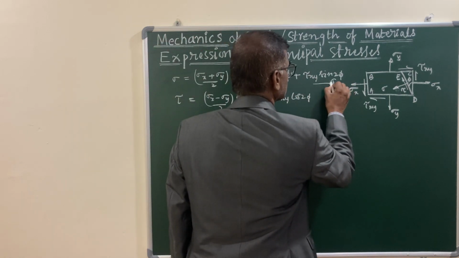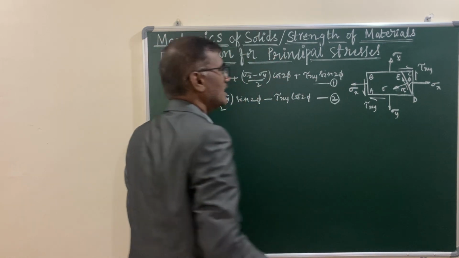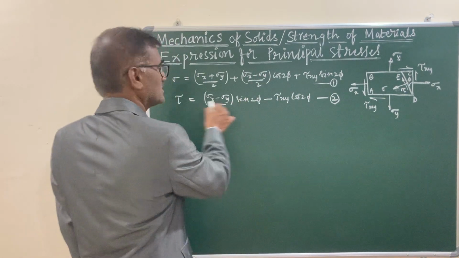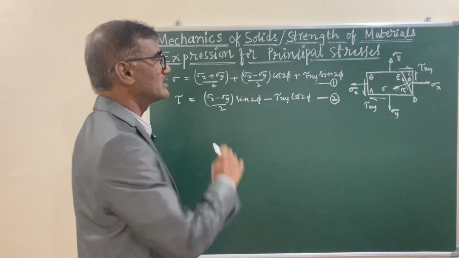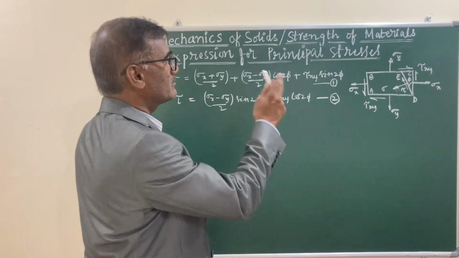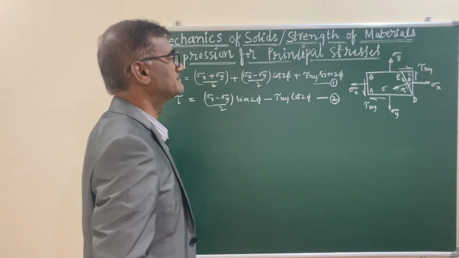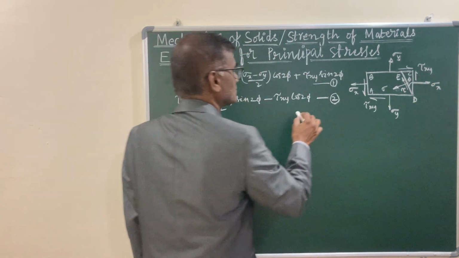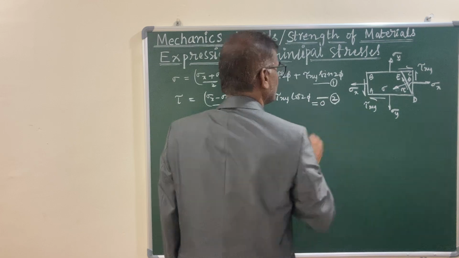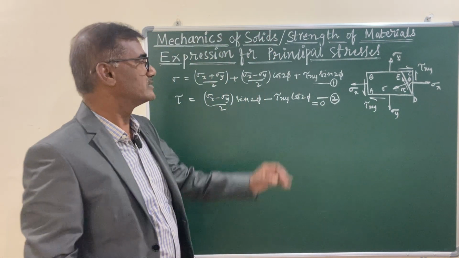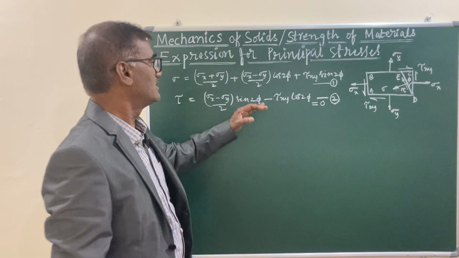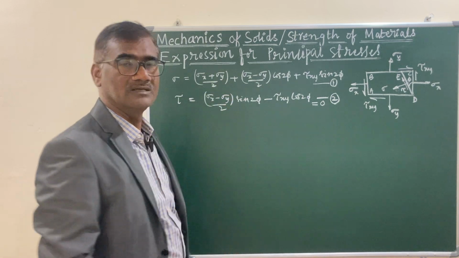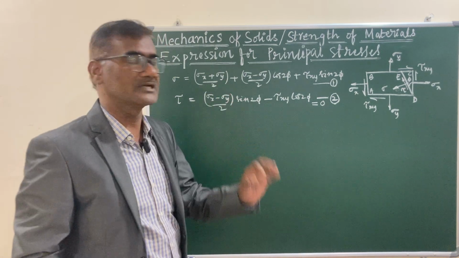So, let us call this equation 1 and this 2, and let us define what is meant by principal plane. A plane on which the tangential or shear stress is 0 is called a principal plane, and the normal stress on a principal plane is called principal stress. That means on this particular plane, that is ED, tau must be equal to 0. The moment you substitute tau as 0, you are going to get a condition for the principal plane, and if you substitute that condition into equation 1, that is the normal stress equation, you are going to get the principal stresses.